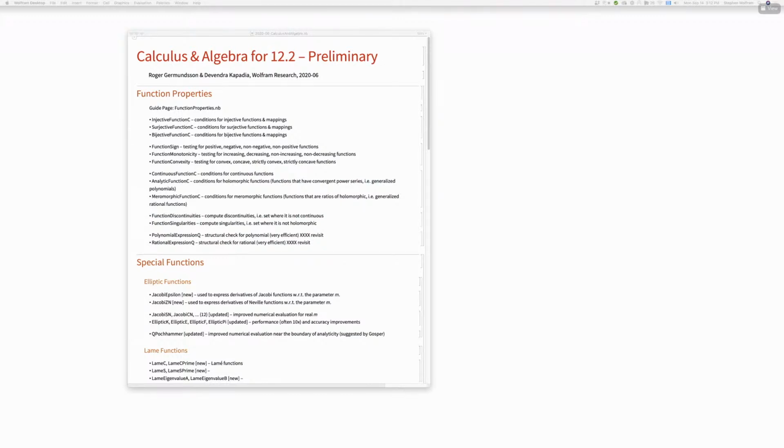Okay, welcome to this live stream. We are talking about calculus and algebra functionality for the upcoming version of Wolfram Language. And this is the first I'm seeing of this. I don't know. Roger, can you give me a sense of how big this thing is?